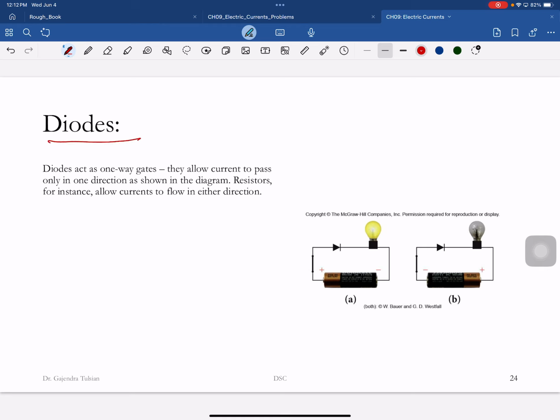There are devices. So this is a diode. And the property of this guy is it only lets current this way. It doesn't let current this way. So it's like a gate. Okay, it's a one-way gate.